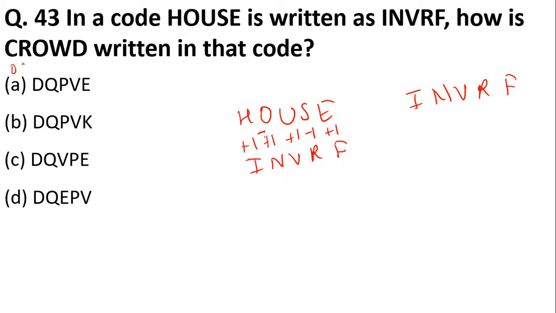After C will come D. Before R comes Q. Okay, Q will come. After O will come P, V, and for D will come E. D, Q, P, V, E. Okay, I hope guys you got it. First we have to do plus 1, then minus 1, then plus 1, minus 1 and plus 1. Simple. Then we will get our required code.